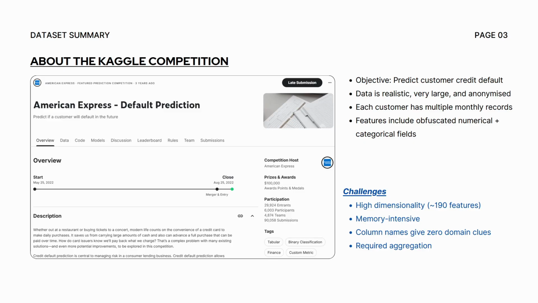Firstly, it had high dimensionality, so it had close to about 190 features alone without any form of feature engineering. It was memory intensive because there were hundreds of thousands of rows that we had to process. The column names could give zero domain clues as to what was more important and what was less important, which meant that we had no idea what features to prioritize during model training. And lastly, because each customer potentially could have multiple records, it required aggregation because the model trains on a row level basis. And so, in order to account for this, we aggregate each customer into a single customer ID and we aggregate all the values associated with all the transactions from that customer ID. I'll get into it more later down the line.